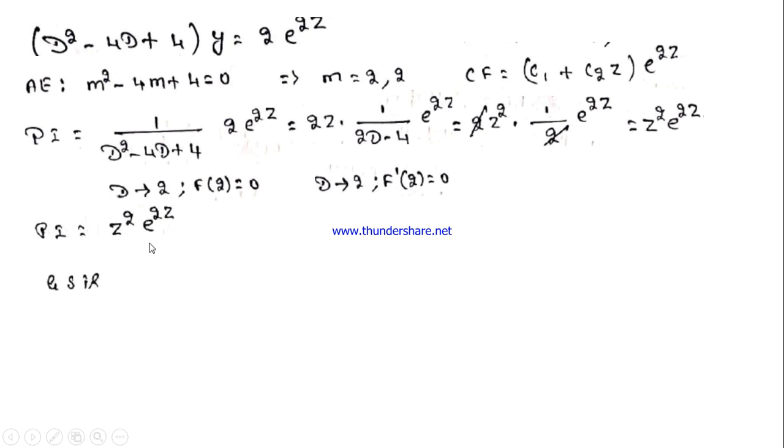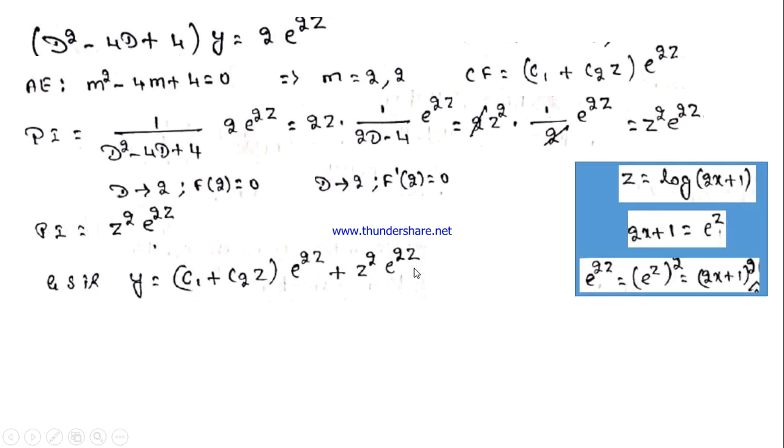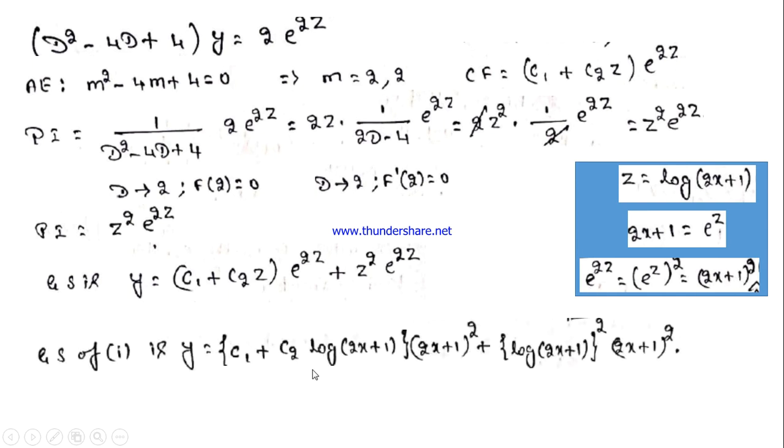Now you can write your general solution, that is y equal to (c1 plus c2 z) e power 2z plus z square e power 2z. Now we are supposed to write our solution for the given differential equation in terms of y and x. For that, we need to take care of this. Right now in this problem, 2x plus 1 is e power z, z is log of 2x plus 1. So wherever I am finding z here, I should replace it by log of 2x plus 1, and wherever I am finding e power z, I am supposed to replace it by 2x plus 1. As a result, this e power 2z becomes (2x plus 1) whole square. So this is the general solution of the given differential equation.